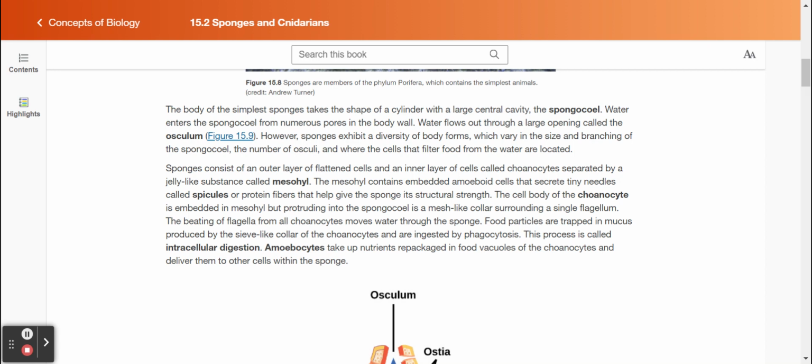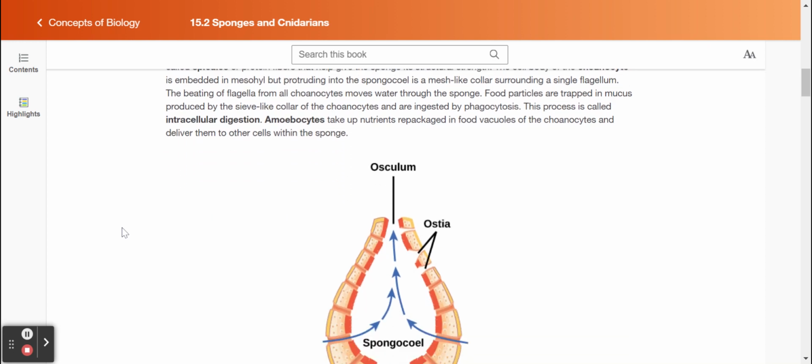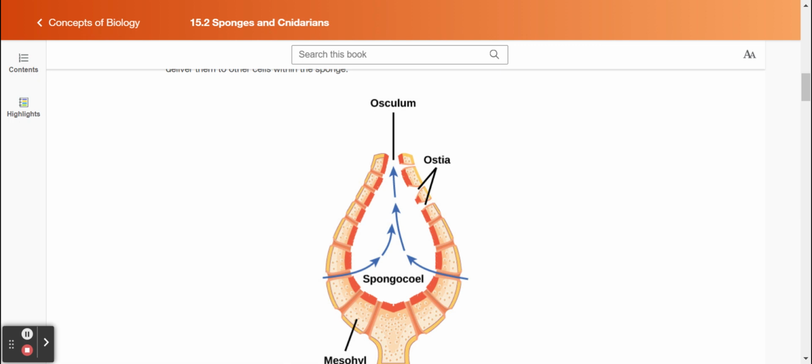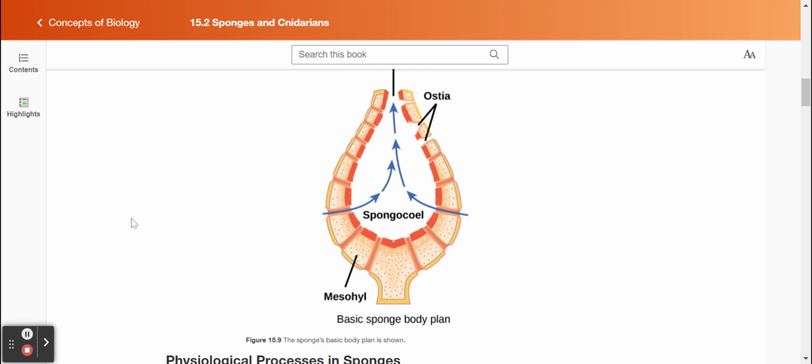The cell body of the choanocyte is embedded in mesohyl, but protruding into the spongocoel is a mesh-like collar surrounding a single flagellum. The beating of flagella from all choanocytes moves water through the sponge. Food particles are trapped in mucus produced by the sieve-like collar of the choanocytes and are ingested by phagocytosis. This process is called intracellular digestion. Amoebocytes take up nutrients repackaged in food vacuoles of the choanocytes and deliver them to other cells within the sponge. The sponge's basic body plan is shown in Figure 15.9.